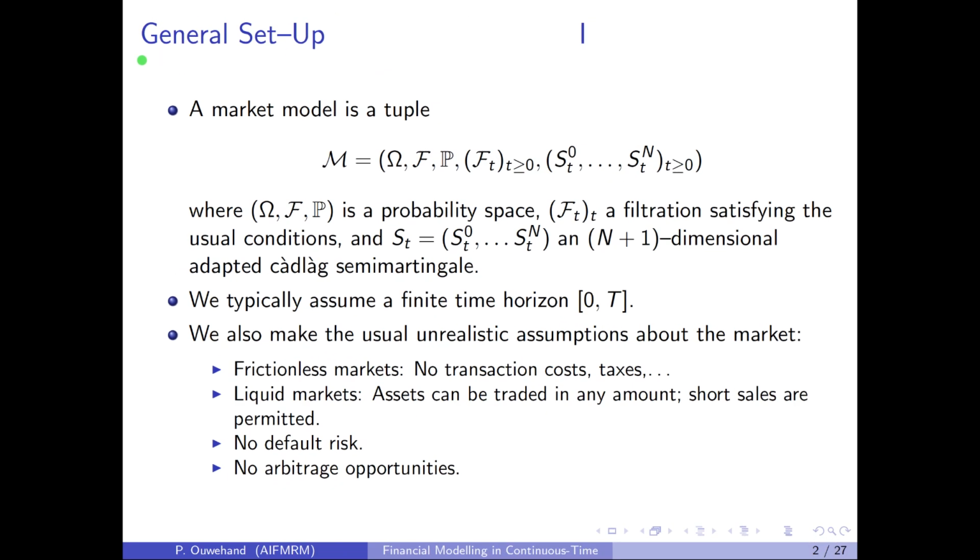So let's have a look at the general setup. We will be dealing with market models, and each of these models is a tuple of the following form. It consists of a probability space, Omega, F, P, a filtration F_t, assumed to satisfy the usual conditions, as well as a tuple of asset price processes, and this is going to be an N plus one dimensional adapted càdlàg semi-martingale. Right now, each of these S_i is best thought of as a stock price process, and S_0 will play the role of the bank account, as we shall see.